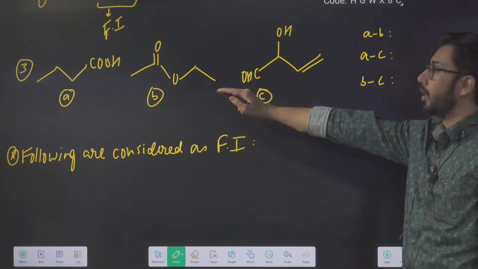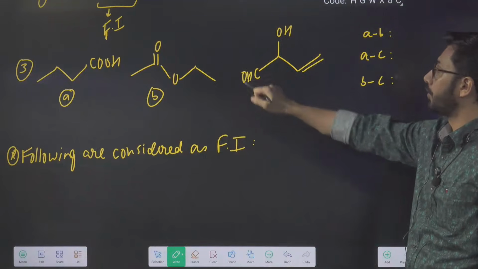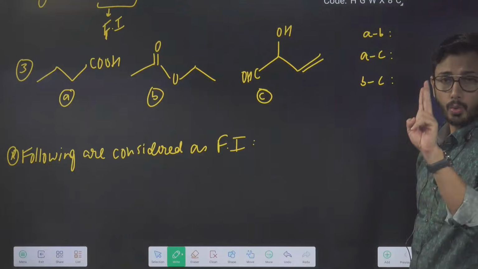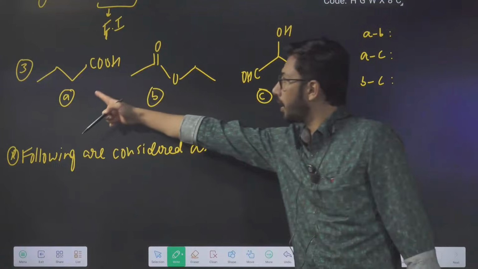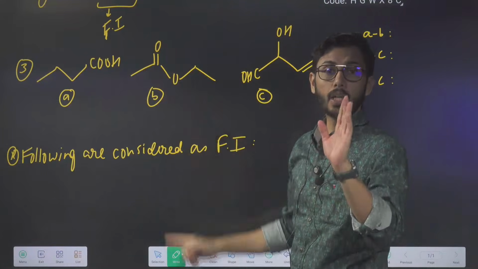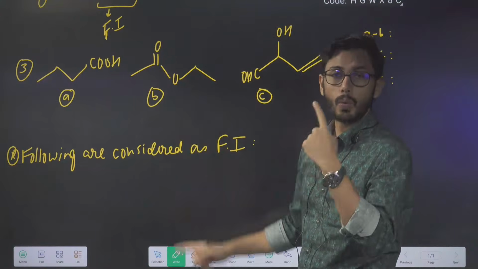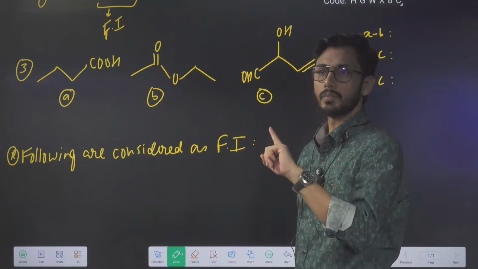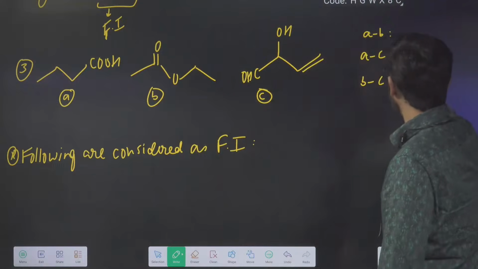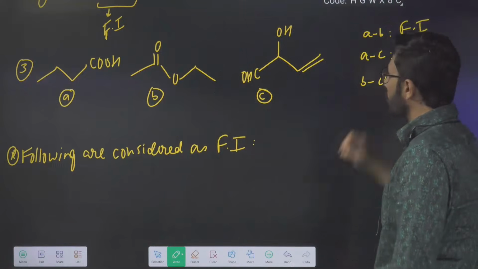First and second. 1, 2, 3, 4. Carbon atom 4, 2 oxygen. Both have degree of unsaturation 1. It means hydrogen will match. The answer is they are having the same formula, but one is acid, the other is not acid. The other is ester. The answer is A and B: functional isomers.